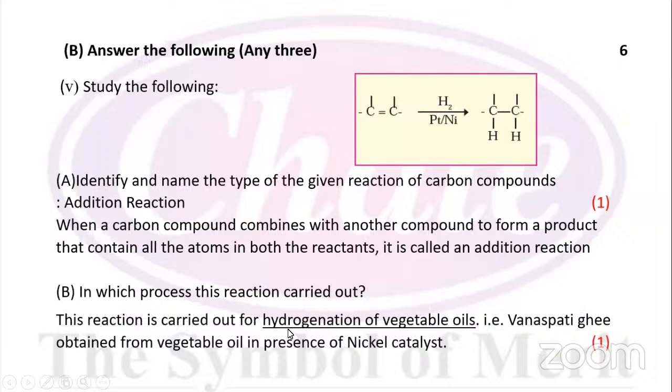This reaction is carried out for hydrogenation of vegetable oil. That is, Vanaspati ghee is obtained from vegetable oil in the presence of a nickel or platinum catalyst. Even in the third chapter, you can see that the temperature is also mentioned there as 60 degrees Celsius. So you can also mention that chemical reaction here if you want.